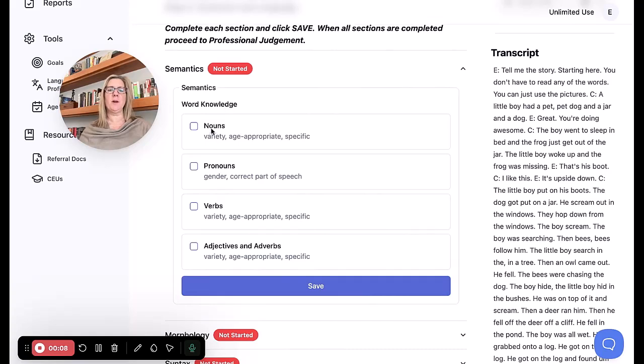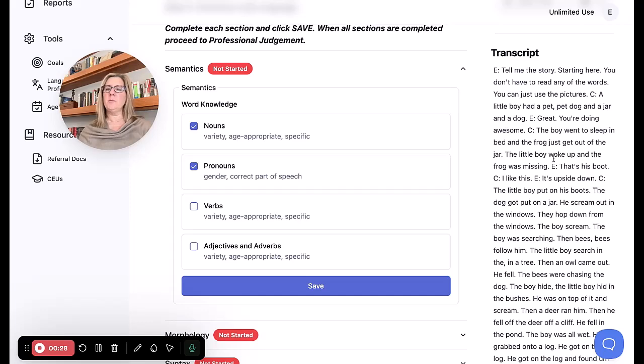So we're going to start with nouns. Did she use nouns? Absolutely. There were a variety of those. Does she use pronouns? Let's run through. Here's one, he. There's a subject pronoun, they. There's another subject pronoun. So we're definitely using pronouns.